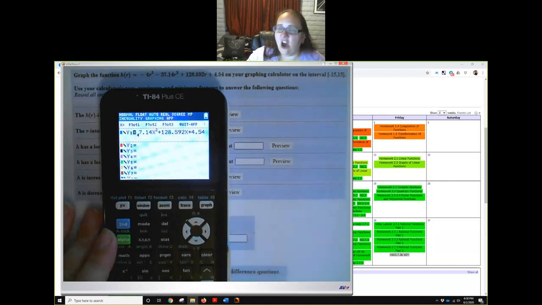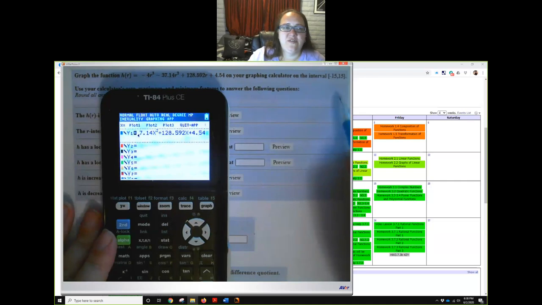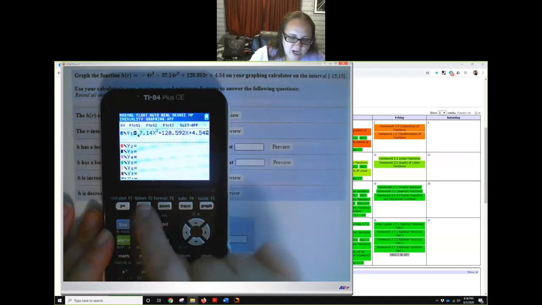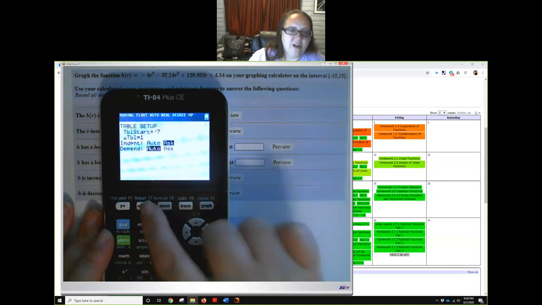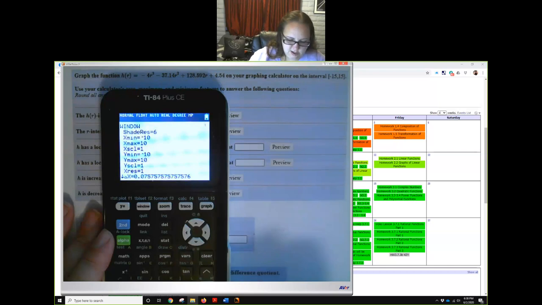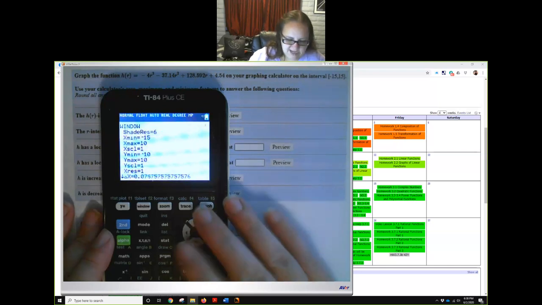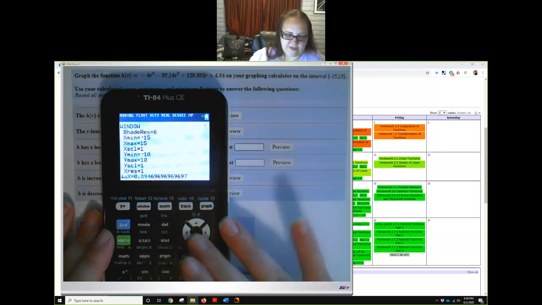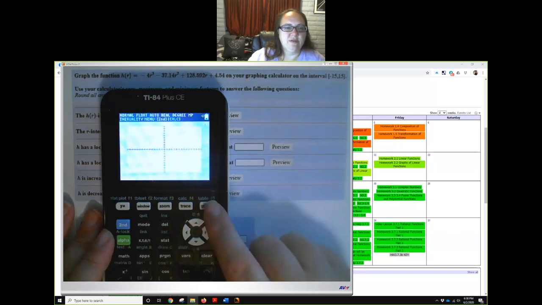Now, it asks me on the interval negative 15 to 15. So I'm going to go to my window, not second window, just window. And I'm going to change this to negative 15, my x min and my x max to negative 15 and positive 15. And then I'm going to graph. Oof, this thing is ugly.